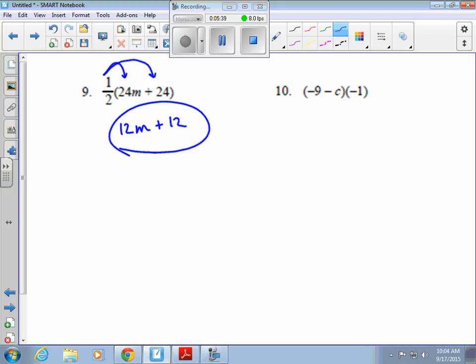Distributive property, again, it's just behind the negative 9 minus c. So you distribute it. Negative 1 times negative 9, and negative times a negative is a positive 9. Negative 1 times negative c. Again, a negative times a negative is a positive c. 9 plus c.